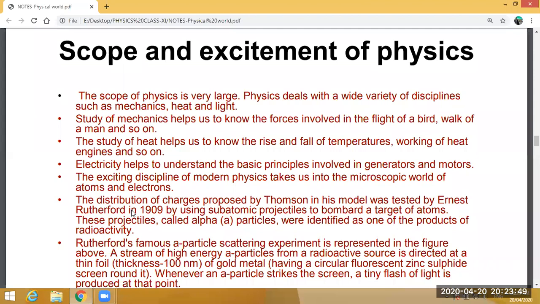Next, another branch of physics is thermal physics, in which we study heat. This branch of physics is called thermodynamics. The study of heat helps us to know about the rise and fall of temperature, the working of heat engines, and so on. So this is the scope of thermal physics.